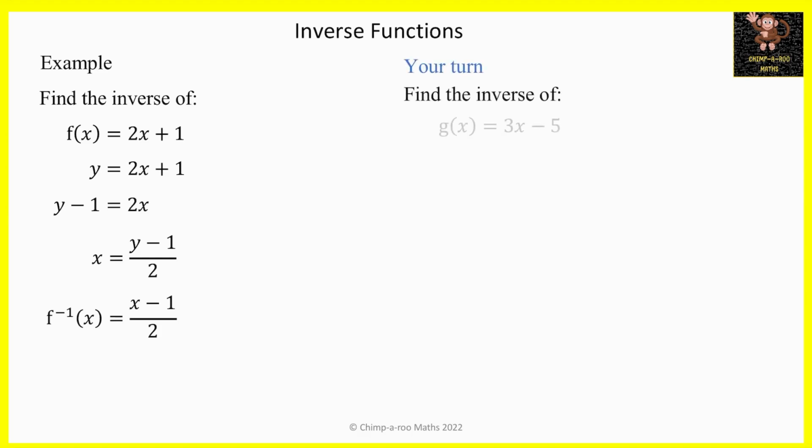Okay, so your turn. Find the inverse of g of x is equal to 3x minus 5. So use the previous example as a guide. Pause the video, have a go and come back and see how you got on.